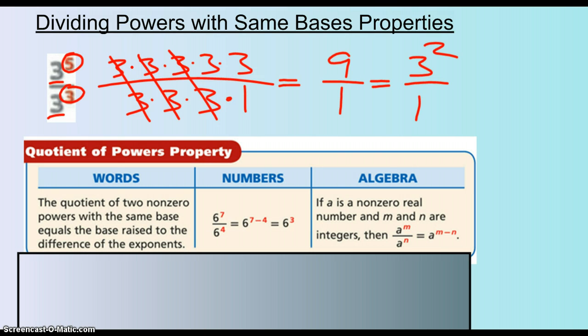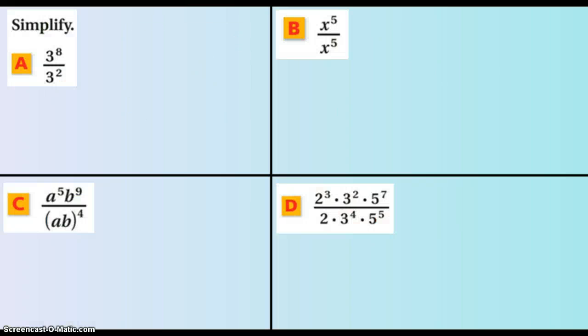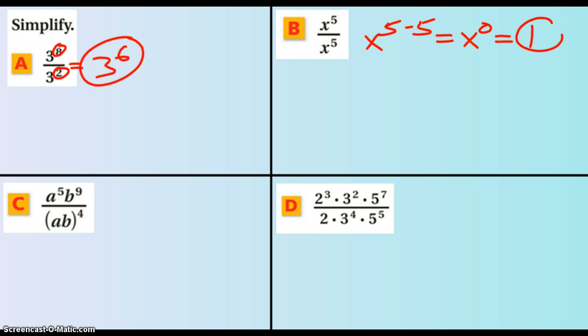So, some examples of this. If I look at A very quickly, 3 to the 8th over 3 to the second, this is going to be 8 minus 2. So the opposite of when we multiply things that have the same base, and we get 3 to the 6th power. Letter B actually shows why anything to the 0 power is 1, because x to the 5th over x to the 5th is 1, right? Because we divide the same thing by the same thing, we get 1. But if I look at x to the 5 minus 5, I get x to the 0, which equals 1. And we know that anyway, but that's what it comes out to.